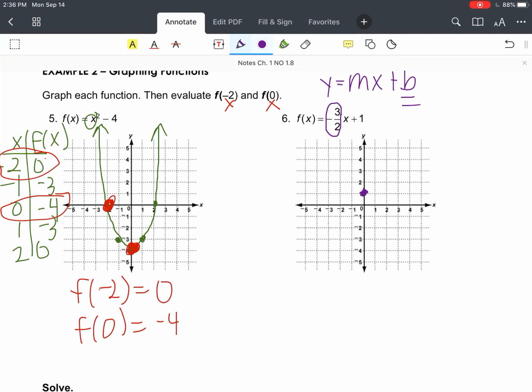So I can either go down 3 and right 2. So 1, 2, 3, right 2 to give me a graphing point. I can also go up 3, left 2 from my y-intercept. So 1, 2, 3, 1, 2. And then that's my line that I can connect the best I can. So that's my line, and you should now be able to find f of -2 and f of 0 from this line. So pause the video, try those, and then check your answer.